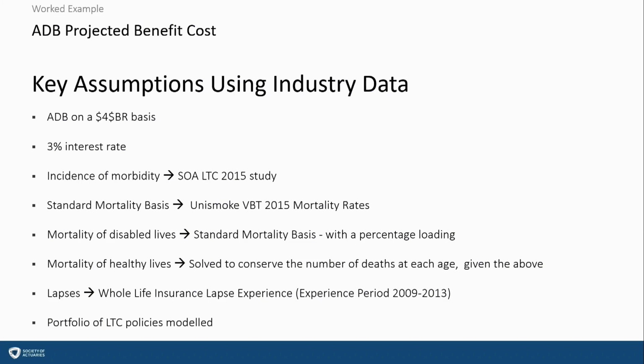So just to highlight, we essentially used the SOA 2015 long-term care study for the incidence of morbidity. We used the Unismoke VBT 2015 as a standard basis of mortality. We set the impaired mortality as a loading of the standard basis, and then we back solve, if you will, for the mortality of the healthy lives to try and maintain essentially the standard basis for all lives.